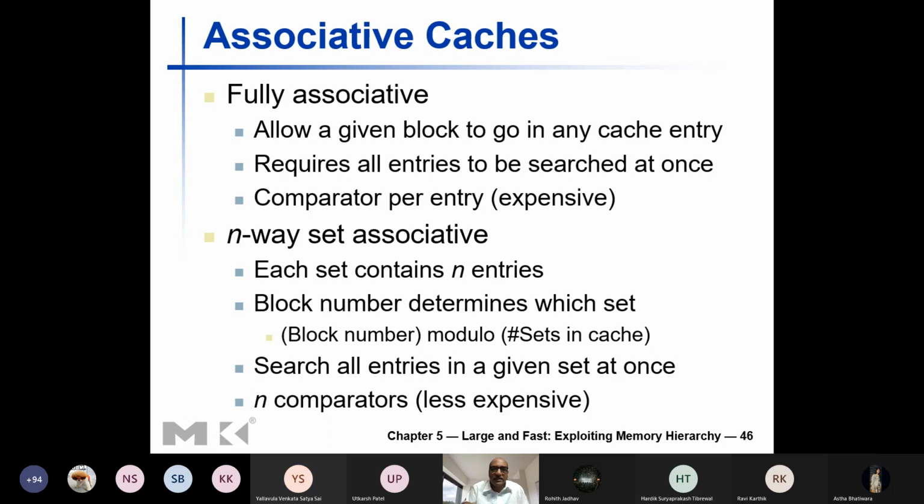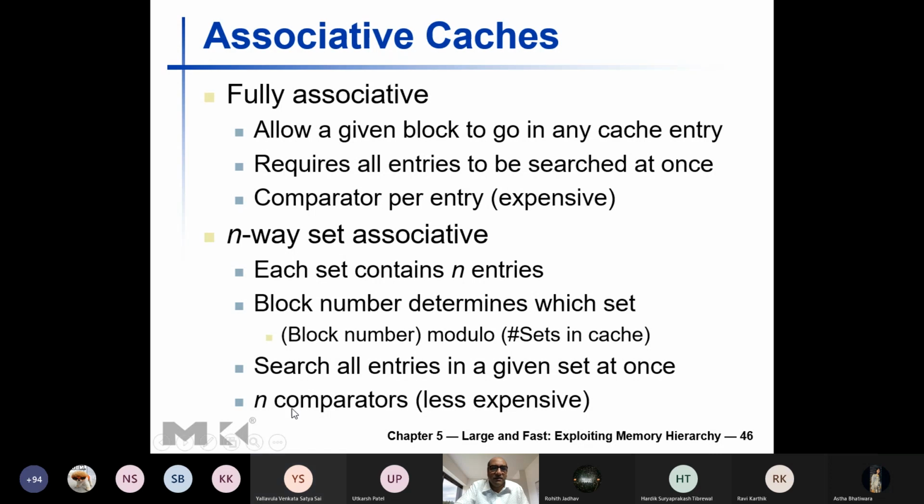Because you directly go to the set by giving a block number, you come to know which set this block can be present in. And then if you go to that specific set, that set contains multiple blocks, and from those blocks we need to find out whether the desired block is present or not, right? So within a set, you need to perform all the comparisons. That means if the set contains 4 blocks, you need to perform 4 comparisons. With that, you come to know whether the desired block is present or not. If it is not there, then it's a miss.